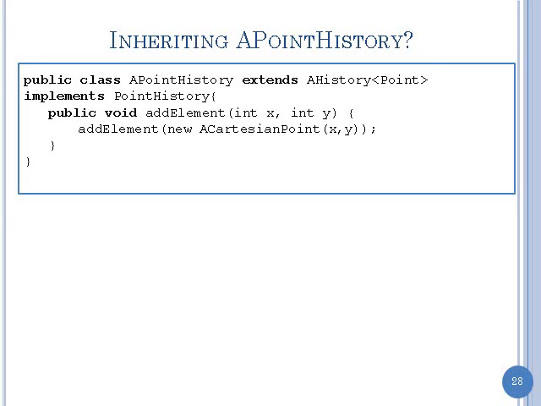Okay, what if I do this? I say a point history extends a history of points, and I do my add element there. First, will Java let me do this? There's nothing, that seems fine. I've elaborated a history properly, and I can then go and add any method I want to. So Java is not going to complain. Okay.